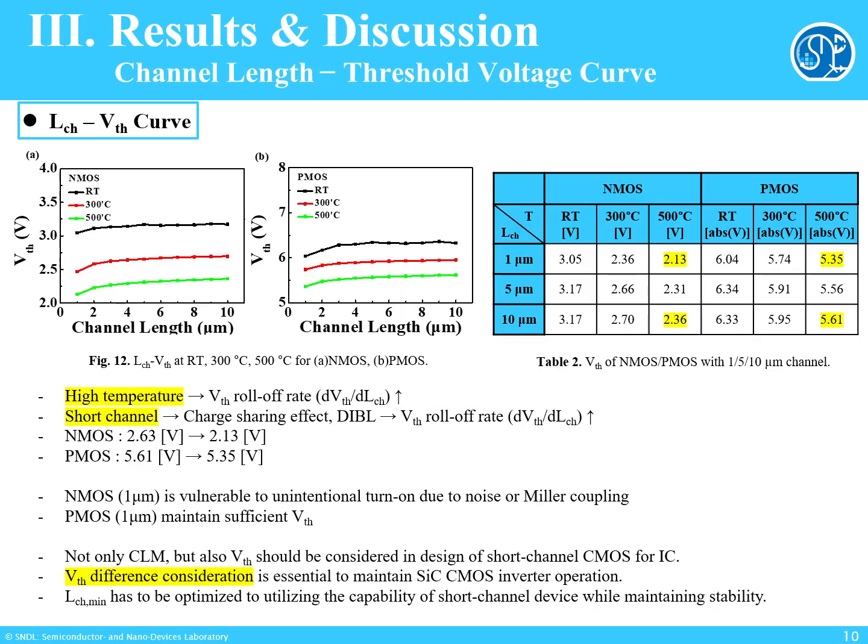Next is the threshold voltage trend. For NMOS, threshold voltage drops from 2.63 to 2.13 volts at 500 degrees as the channel shrinks from 10 to 1 micrometer. PMOS also shows a decrease, but it stays above 5 volts. This happens because of charge sharing and DIBL, which weaken gate control. NMOS at 1 micrometer may even turn on unintentionally due to noise. The channel length has to be optimized, utilizing the capability of short channel devices while maintaining stability.